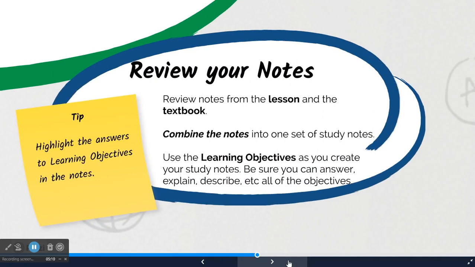Once you've completed your assignments, it's time to start reviewing. Use your notes that you've taken both from the lessons as well as from the textbook. You can also combine these notes into a single set of study notes, and while you do that, refer back to those learning objectives. So make sure that you're including answers to those learning objectives in your study notes. And quick tip, highlighters come in handy whenever you're using your learning objectives. Those are key ideas that you really need to know. So if you highlight those in your notes, it brings it to your attention that this is something crucial that you need to understand.